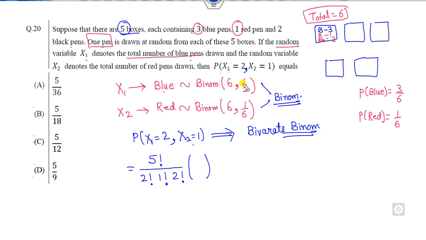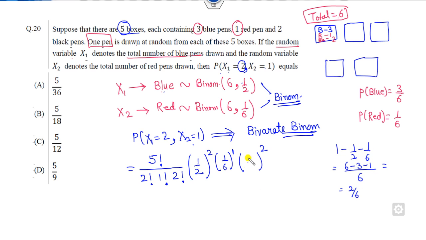Similarly, the probability of the blue ball is 1 by 2 to the power of this part. The probability of red is 1 by 6 to the power of 1, and the remaining part is 2, 1. Total is my 5. So what is the remaining probability? It is 1 by 2 minus 1 by 6. So I can take 6 as LCM. 6 minus 3 minus 1 is my 2 over 6, that's 1 over 3.